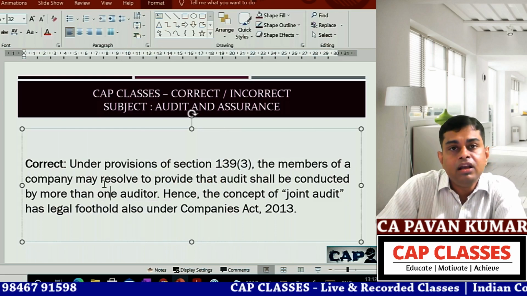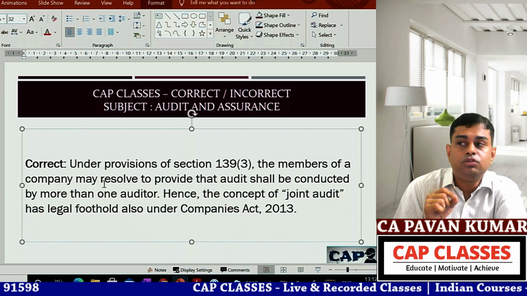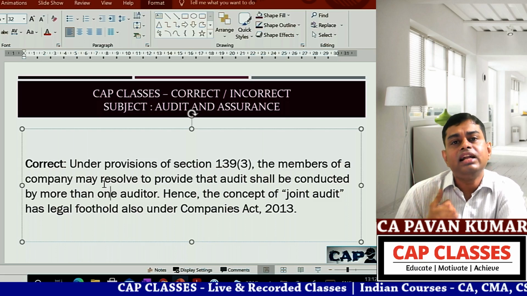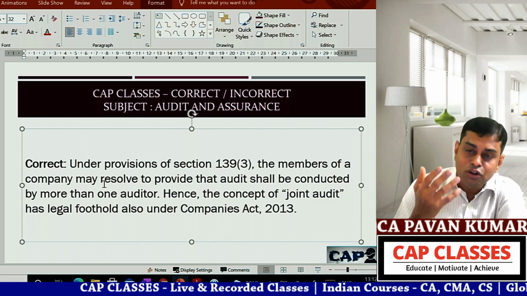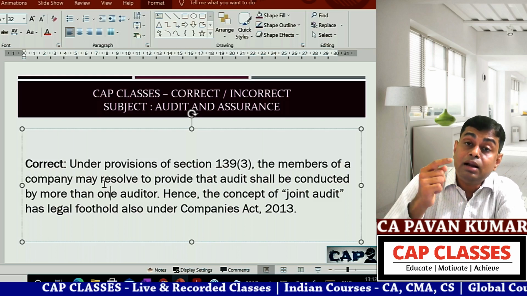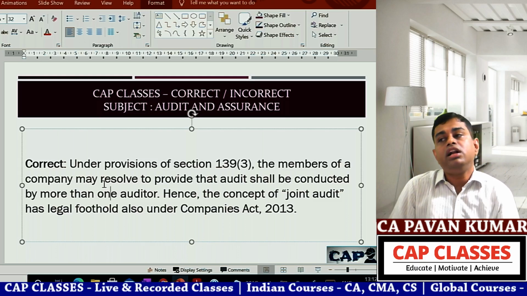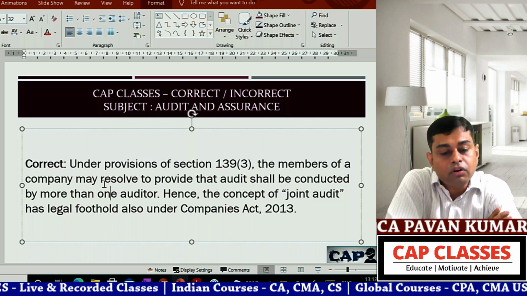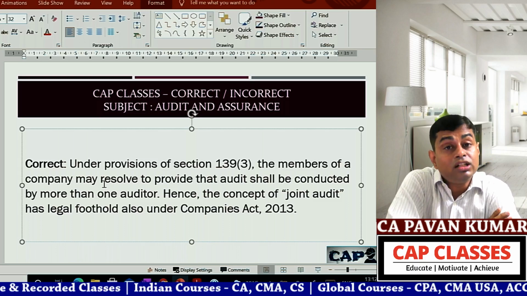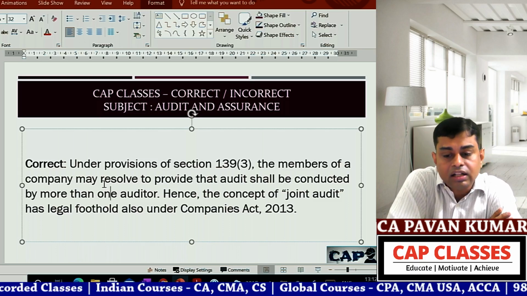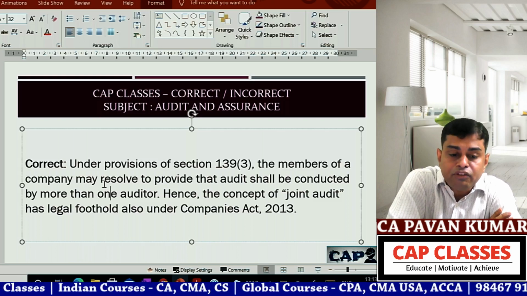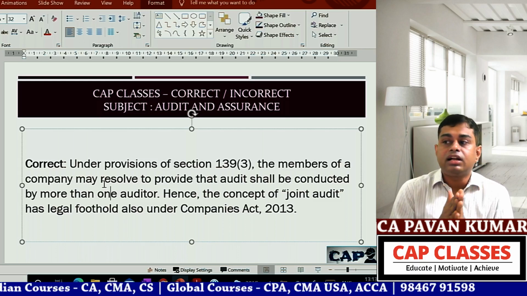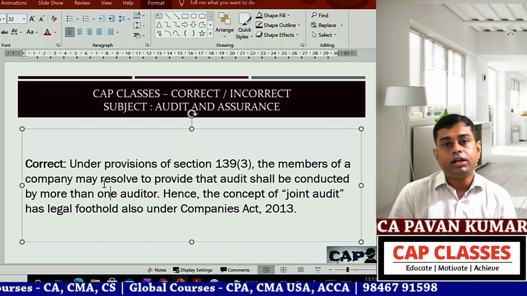For example, SBI. If you read the SBI Act, now students will get upset. Sir, you are one mental fellow. Why will I read the SBI Act? Arey, you don't need to write, beta. You don't need to read. But I am telling you, if you read that banking act, it is there that the auditors shall be joint auditors. But that is not a company, that is a different story. But here, yes, the concept of joint audit has legal foothold under the Companies Act because section 139(3) provides that the members of the company can pass a resolution that the audit shall be conducted by more than one auditor. That means joint audit.